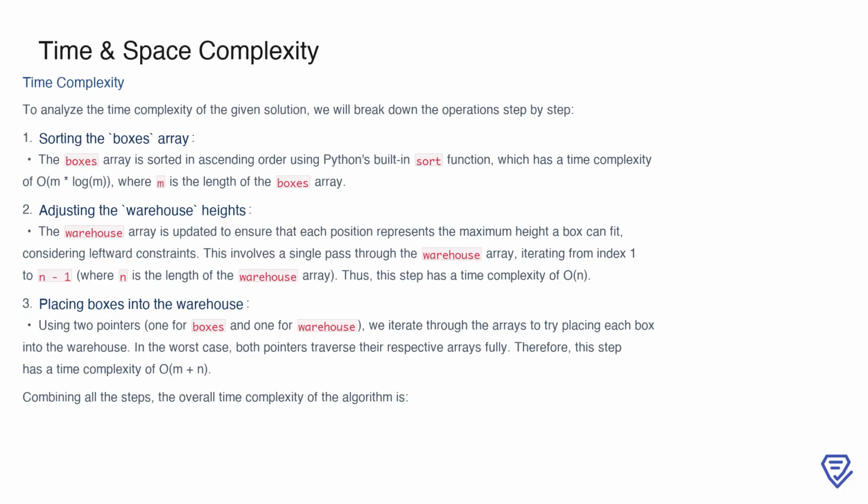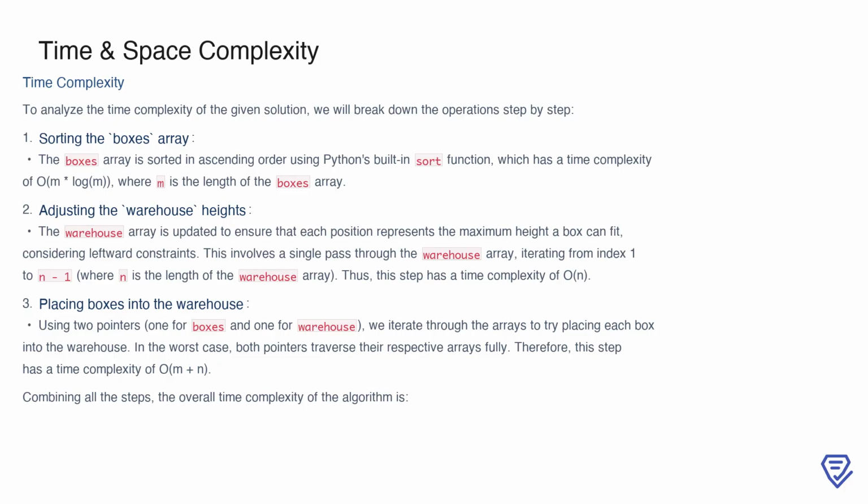Next, we adjust the warehouse array to ensure that each position reflects the maximum height a box can fit, given the leftward constraints. This adjustment involves a single pass through the warehouse array, iterating from the second element to the last, resulting in a time complexity of O(n), where n is the length of the warehouse. Finally, using the two-pointer technique, we attempt to place each box into the warehouse. In the worst-case scenario, each pointer traverses its entire array, leading to a time complexity of O(m + n).